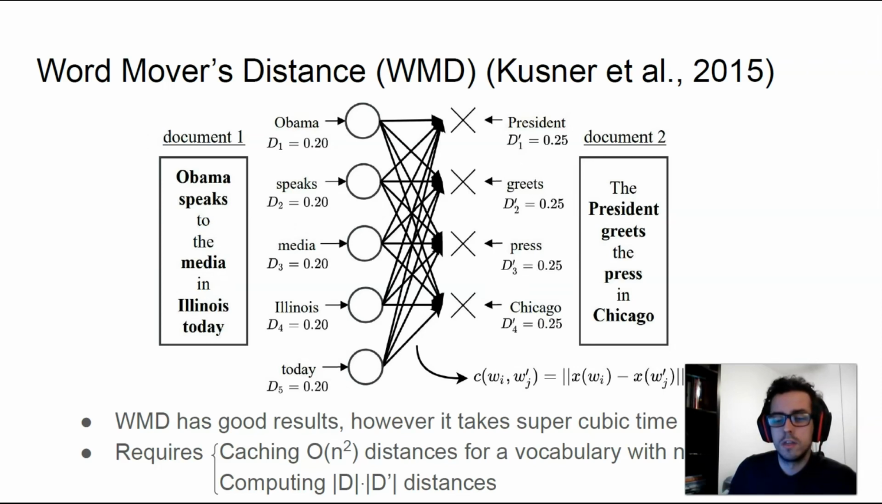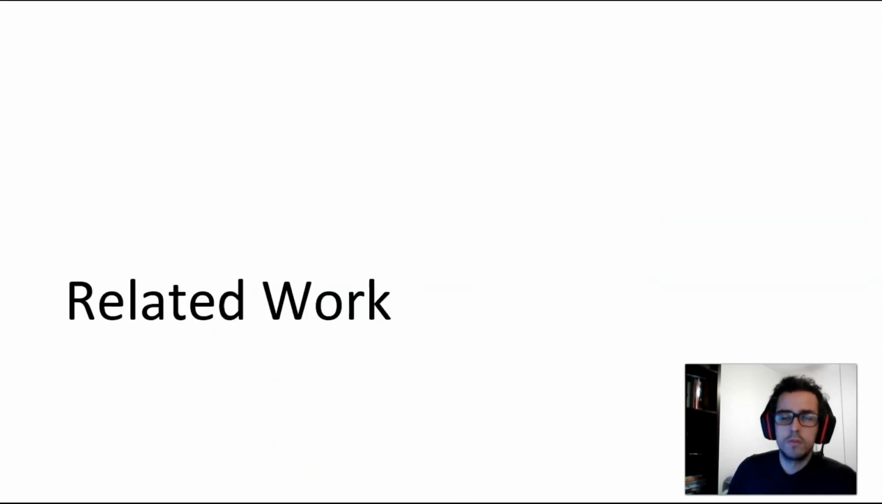However, this takes super cubic time, so it's quite expensive. And also, it requires us to compute the distance between all the embeddings in these documents, or having a huge cache containing all the distances between embeddings of the vocabulary, which is usually impractical. And because of this, researchers proposed new ideas to improve this method.